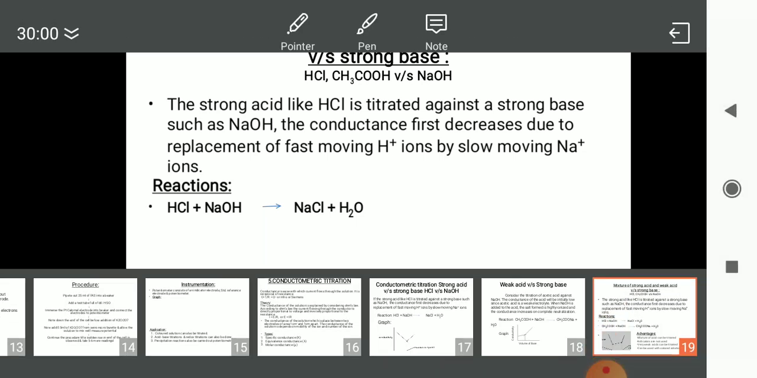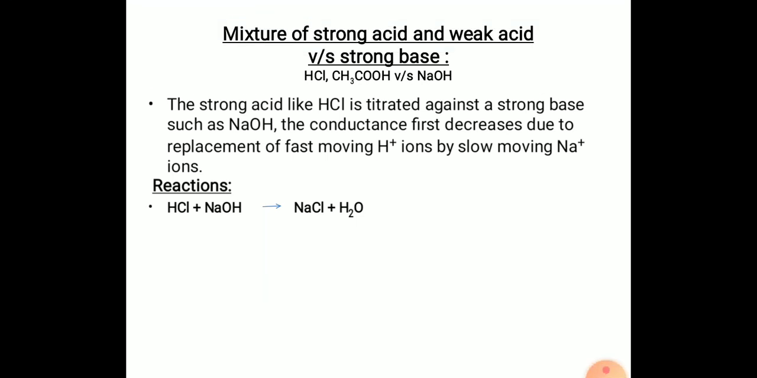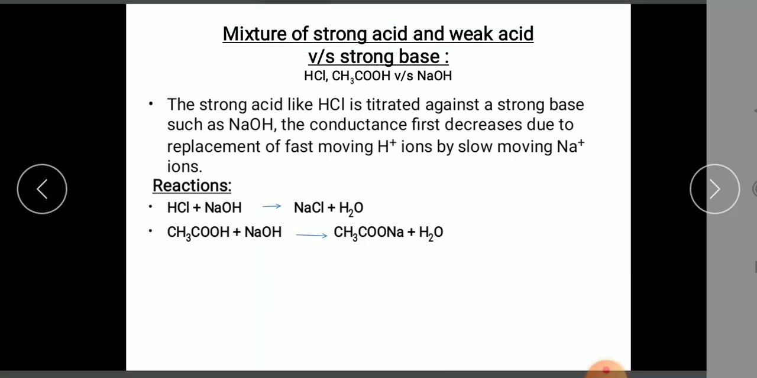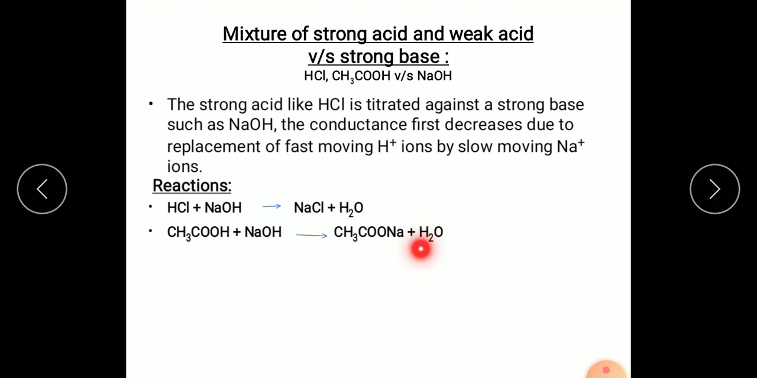So second reaction we can see, that is acetic acid, and then it is treated with NaOH, which gives sodium acetate along with the formation of water. So remember here, when you take a mixture of two acids, NaOH will first prefer to react with the strong acid because it is a strong base, and then once all the strong acid is neutralized, it will react with the acetic acid which is left in the beaker.